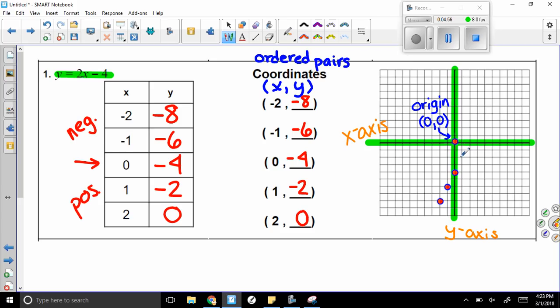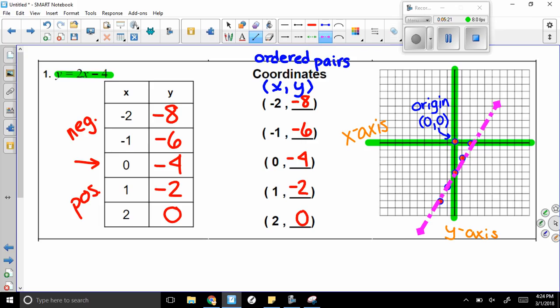Then I've got 1, negative 2. This time I'm going to move right because the 1 was positive. And then my last point that I found was 2, 0. So I'm going to move right 2 spaces, and I don't need to move up or down. And you can see that all of my dots are making a pretty straight line here. So I'm going to go ahead and connect those as best as I can.